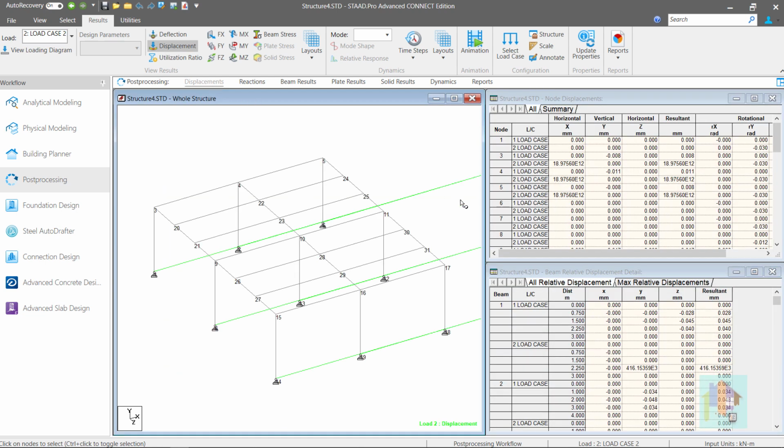Next, we need to check the deflection values. For load case 1, all deflections are negligible. But for load case 2, where the load is applied in the x direction, large deflection is reported in the same direction. This suggests there is a problem in the model for load case 2 and we should rectify this model.